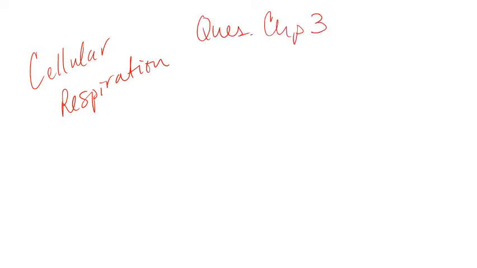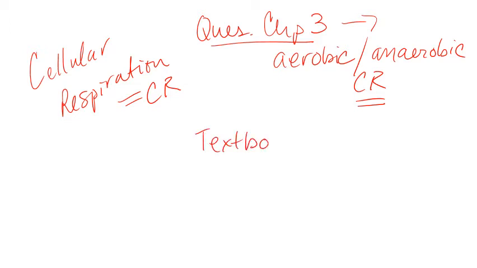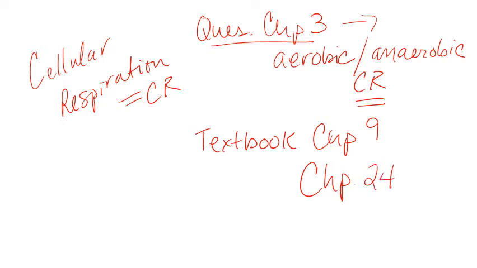Somebody was asking me about cellular respiration, and there's a question. I want to say it's chapter 3, something about explain the difference between aerobic and anaerobic cellular respiration. So you'll see me abbreviate cellular respiration like this so I don't have to write it out all the time. Really, they mention it briefly in chapter 3 in the textbook, but you can also go to chapter 9. There's some information there. We're going to come back to this in this class. And then also chapter 24 gives a little bit more detail around page 925.